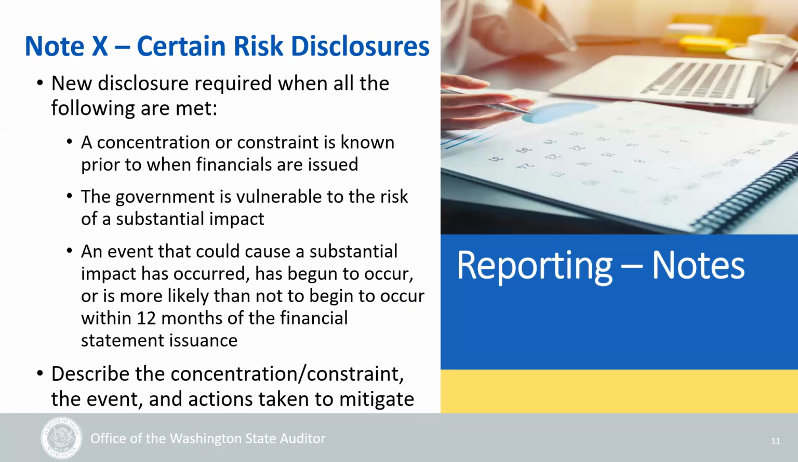With this update, there would be a new disclosure that would describe the concentration or constraint. In our example, that would be the military base, since it is a significant concentration of revenue. The event in our example is that this base is closing. And finally, we would also disclose any actions taken by the government to mitigate this risk.